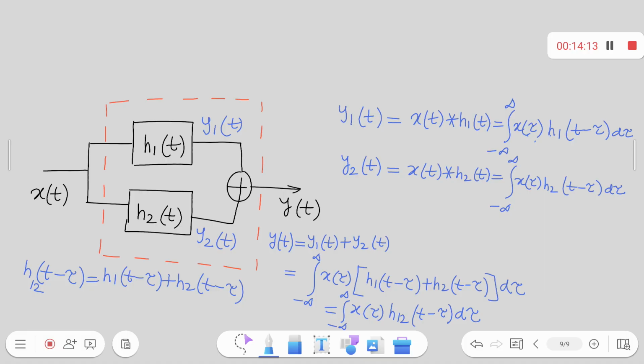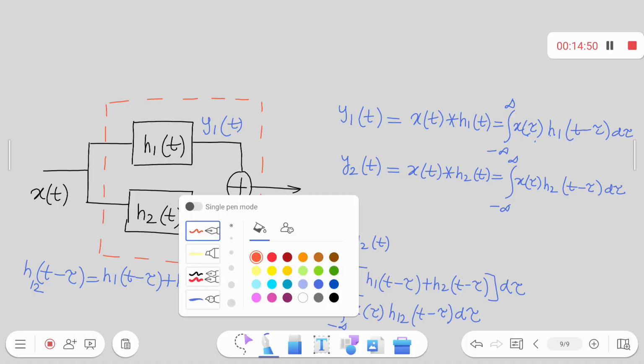So if you have two systems running in parallel, one is h1 of t and the second one is h2 of t, then the equivalent system, you have two systems, h1 of t over there, h2 of t over there. I mean, these are the impulse responses of those LTI systems. Now, if you would like to find out the equivalent system, I don't want to have these two systems and the summation outside. I'd like to have only one system. Instead of having these two systems and the summation sign, inside this dotted black box, I would like to have only one system, right?